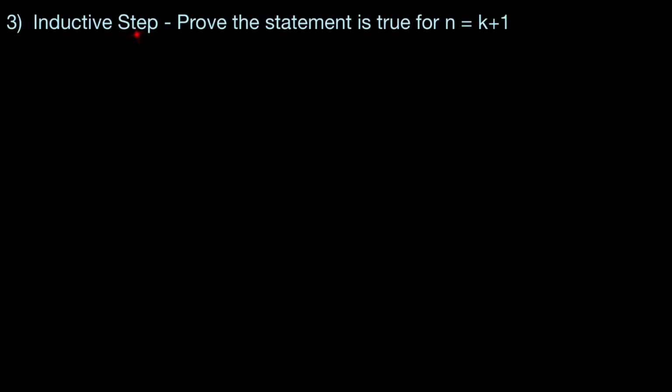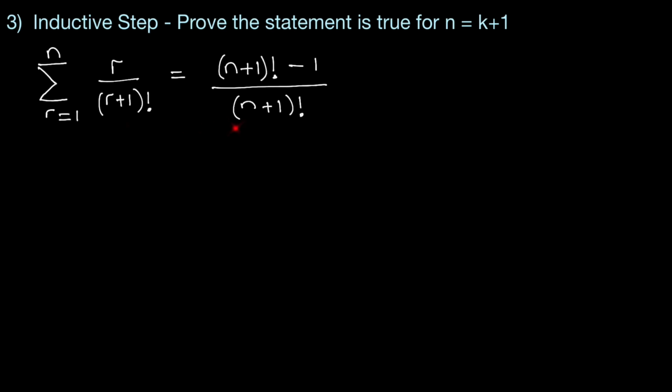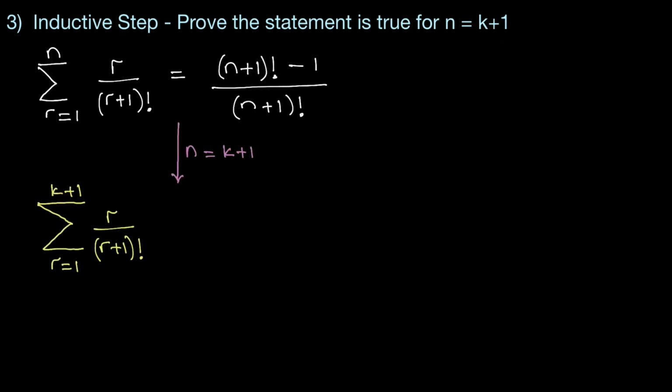Step 3, inductive step. Prove the statement is true for n equals k plus 1. So what we do is bring back the equation, and we're going to replace n with k plus 1. N is now k plus 1, so n plus 1 becomes k plus 2. 1 plus 1 is 2. Factorial minus 1 over k plus 2 factorial, because there's a k plus 1 plus 1. Now, this is the solution we want to derive using step 2, the inductive hypothesis. So let's go for that.